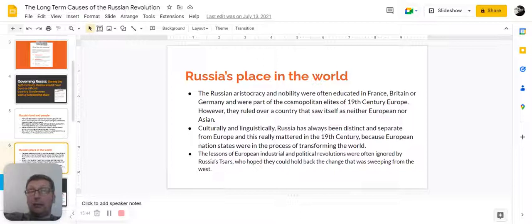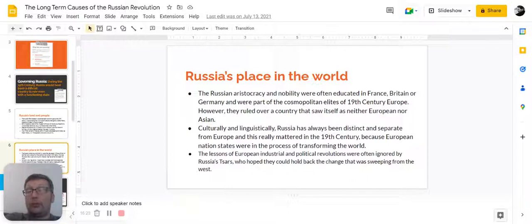They are trying to rule this country that doesn't see itself as fully European or Asian. It sees itself as something in the middle, something distinct, something different. And it's very difficult for them to relate to this quite alien culture of the people that they rule over. Culturally and linguistically, Russia has always been distinct and separate from Europe, and this really mattered in the 19th century, because European nation states were in the process of transforming the world.